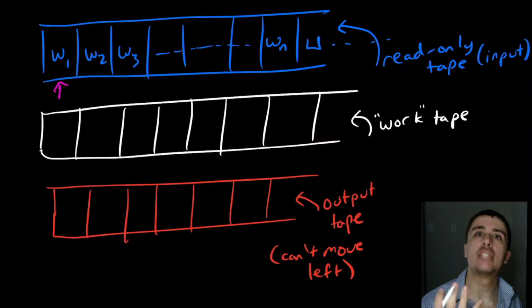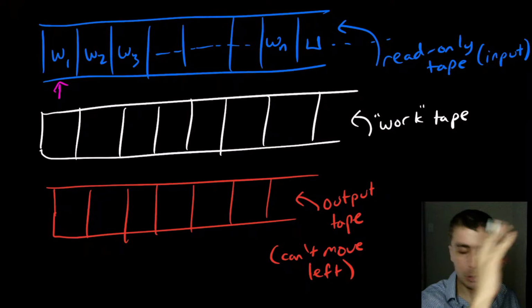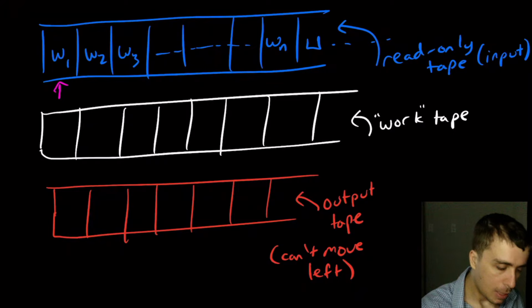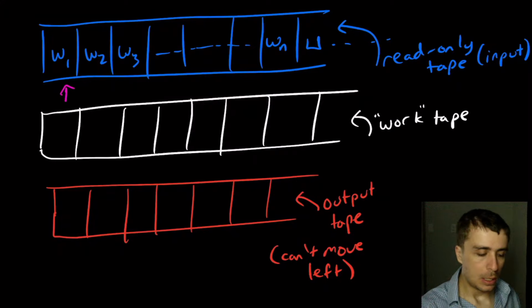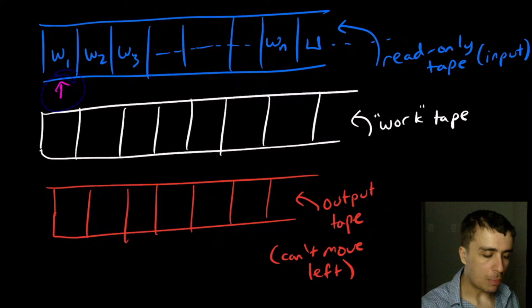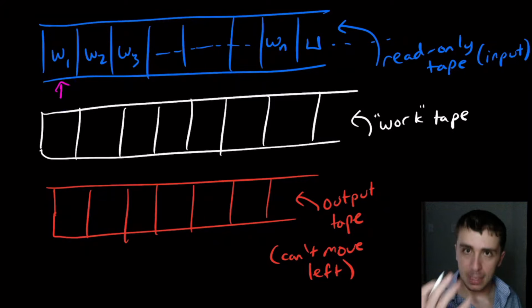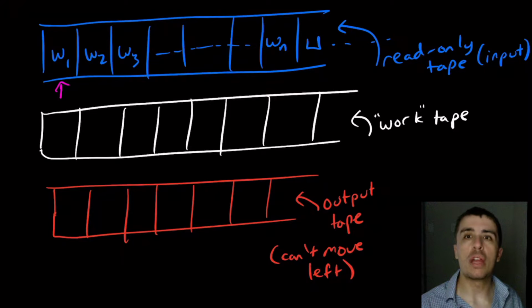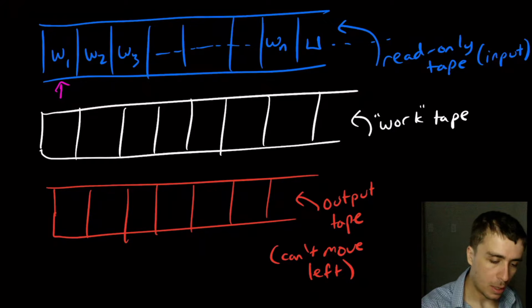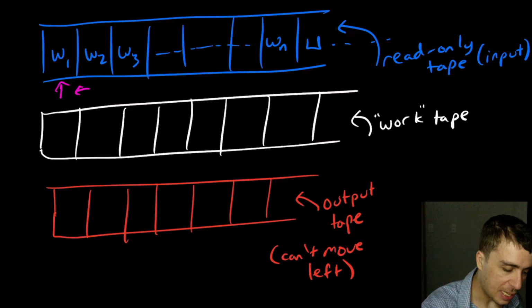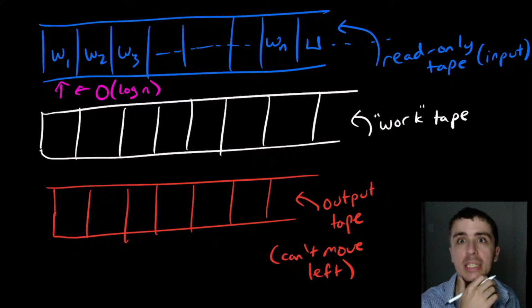So effectively, we just have a pointer into the original on this read-only tape. So then if we move this tape head around, then effectively we just have a pointer to this n cell thing. So the amount of space that's needed to represent this pointer is going to be logarithmic in the number of cells in the read-only tape. Therefore, the amount of space for this is big O of log n, where n is, of course, the size of the input.